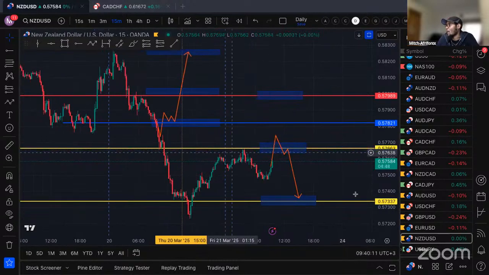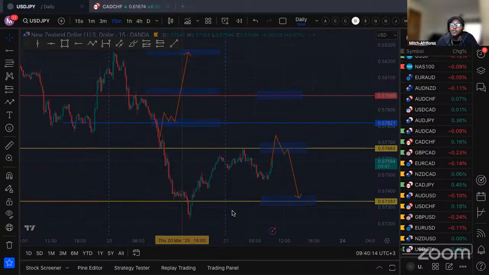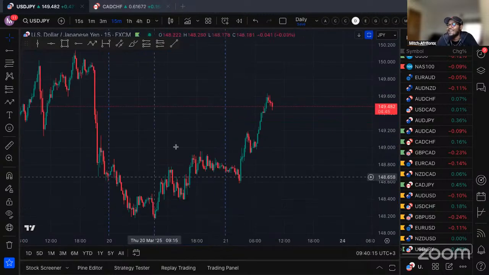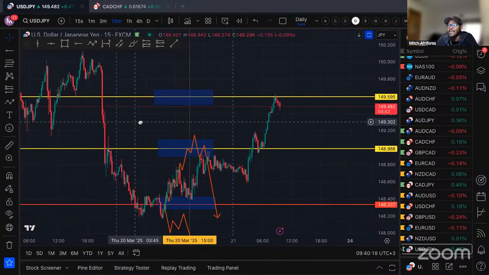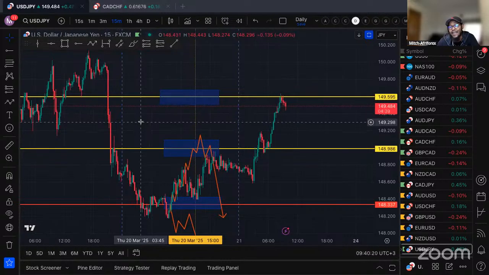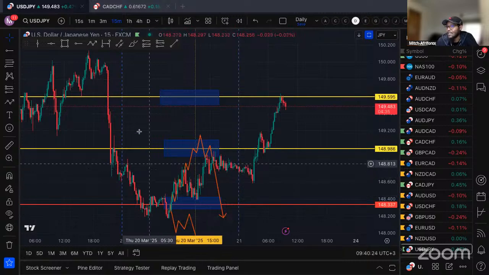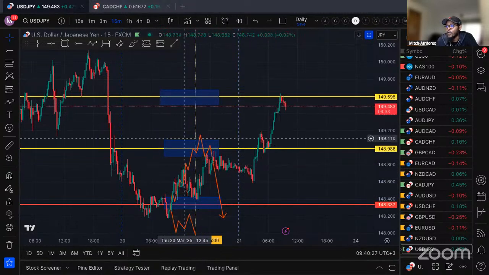So wait to see what ends up happening on the New Zealand dollar against the US dollar as we move on to our next and last pair we do have. So right here, we have the US dollar against the Japanese yen. Now yesterday, our bias here was to actually look for selling opportunities, but today it is to look for buys. So you can see the three areas that John had pointed out.